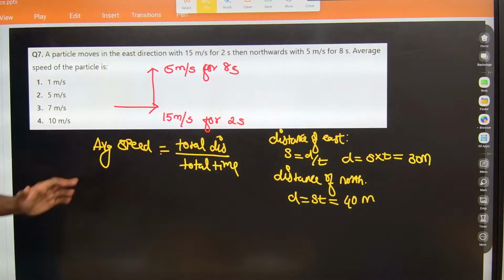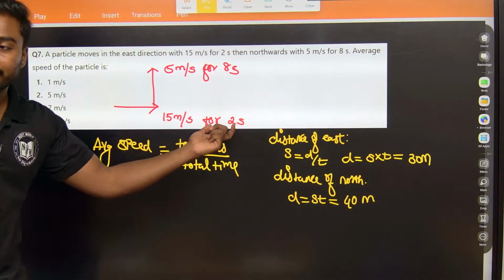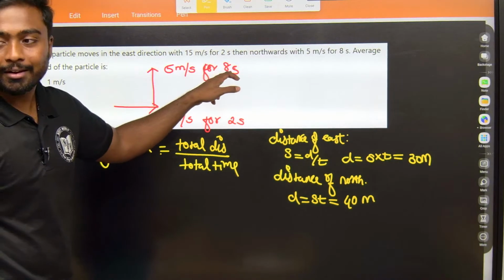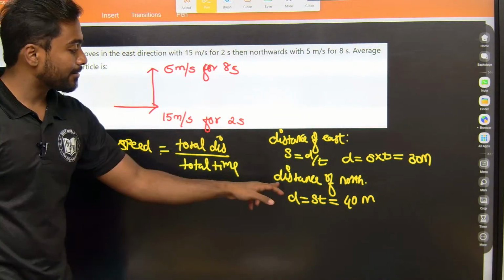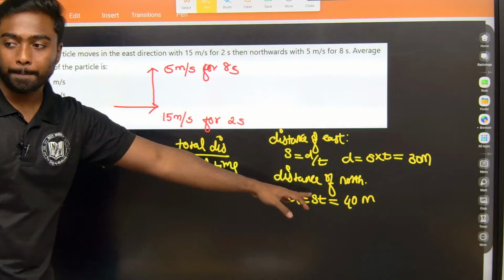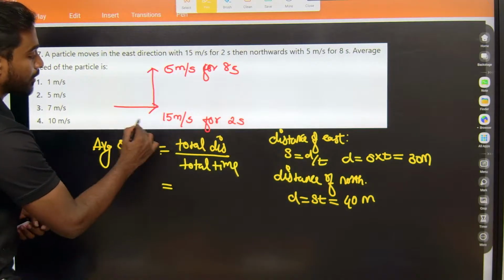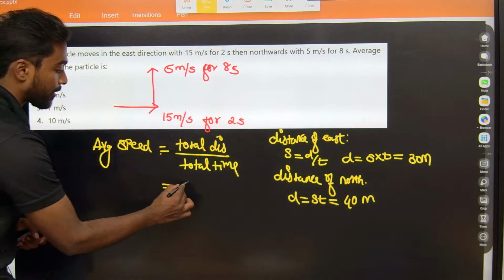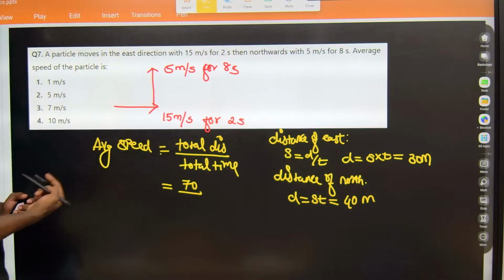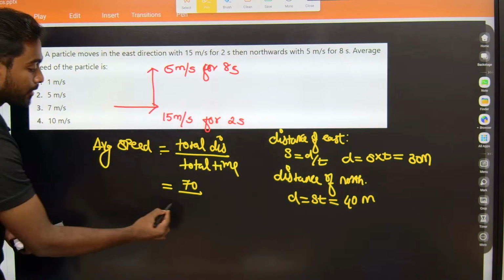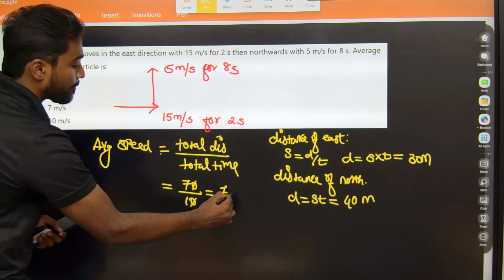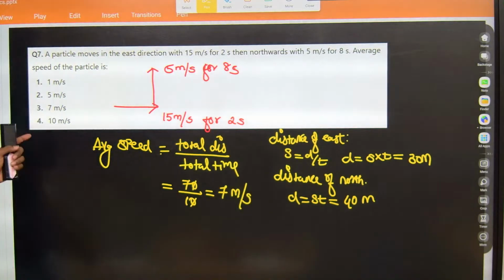Now we know that in eastward the time taken is 2 seconds, in northward the time taken is 8 seconds, and the distances calculated are 30 and 40. So the total distance is 30 plus 40, 70. Total time is 2 plus 8, which is 10. So which is nothing but 7 meter per second is the average speed, option 3.